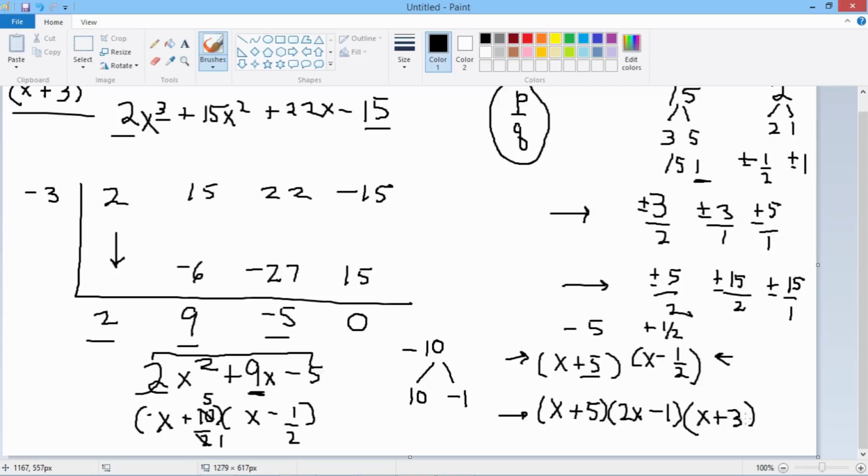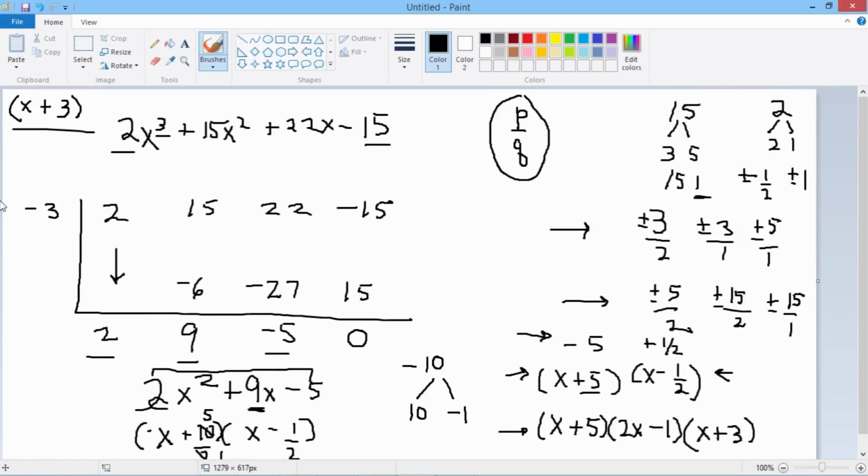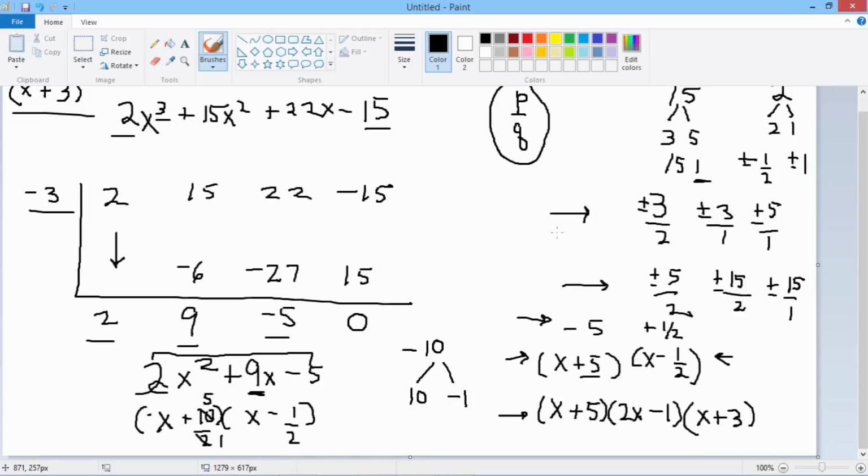Where did I write the zeros? Negative 5, plus 1/2, and minus 3. That was the one we found from the graph. And we have our possible zeros, and so on and so forth. And also showed a pretty simple method of factoring these polynomials.